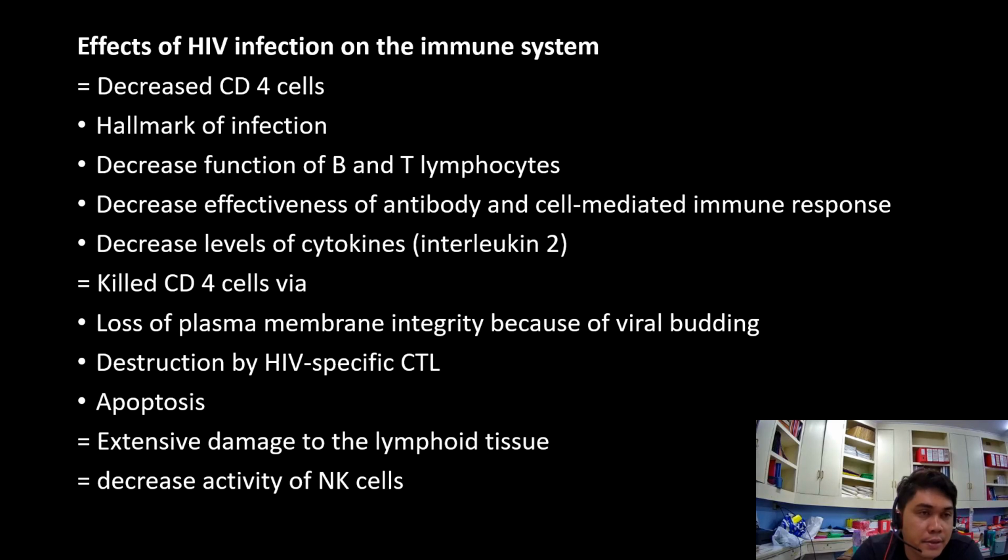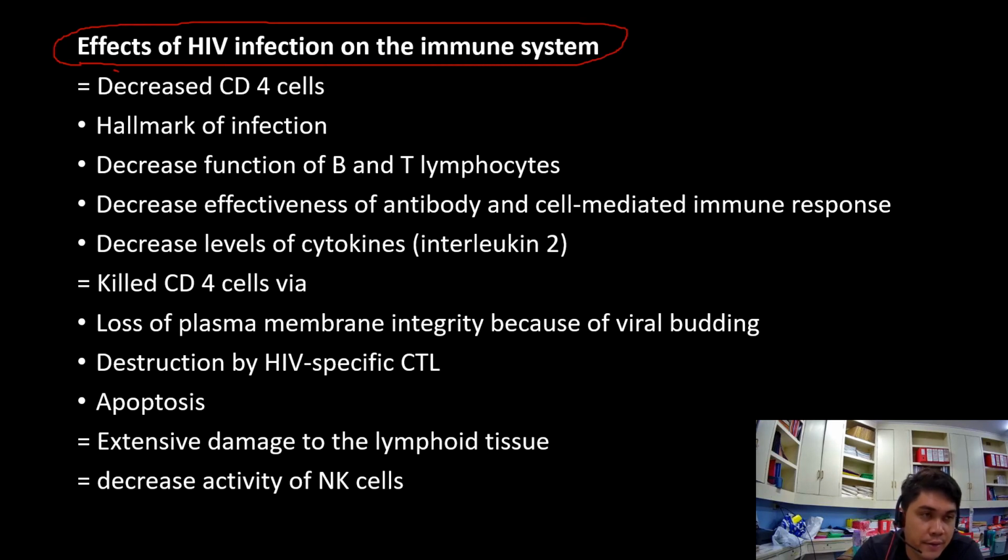Next, you have the effects of HIV infection on the immune system. One of the characteristics of HIV infection is decreased CD4 cells. This is the hallmark of HIV infection. So decreased CD4 cells and increased CD8. And we're talking about the T suppressor, not cytotoxic.